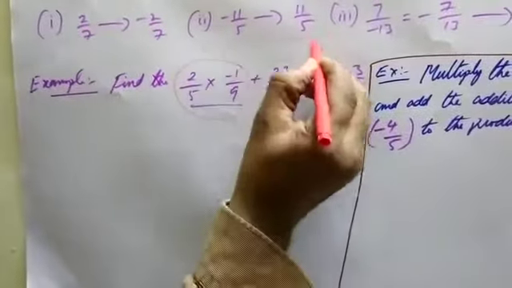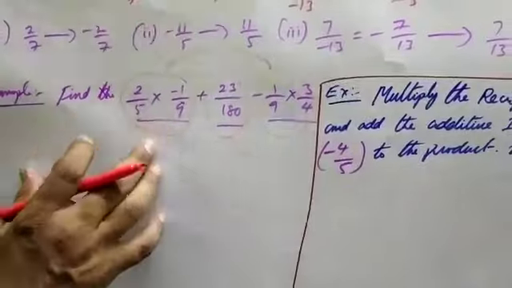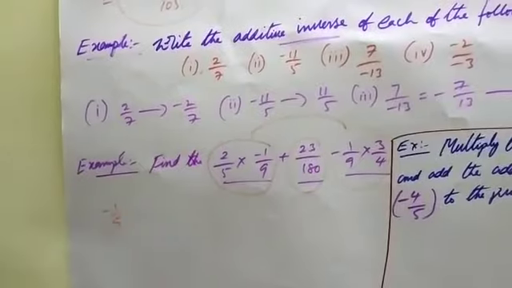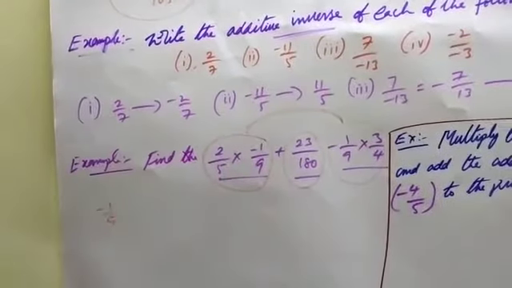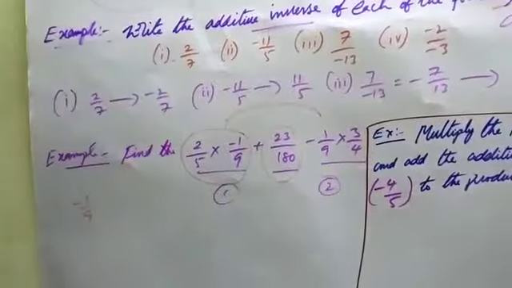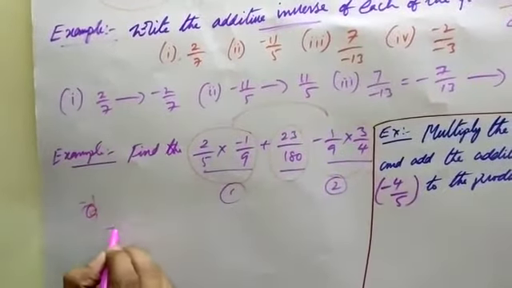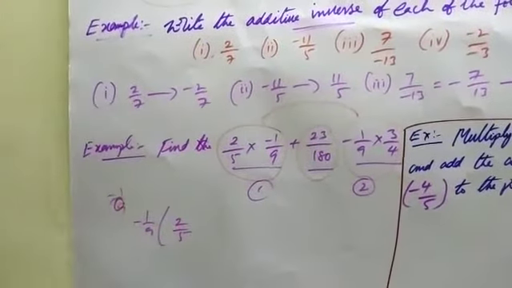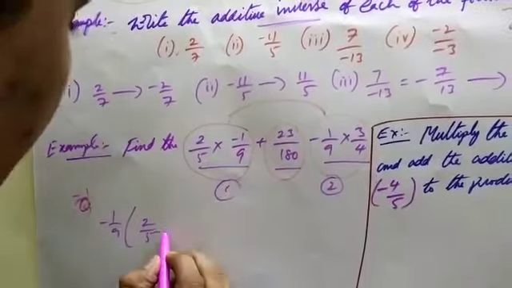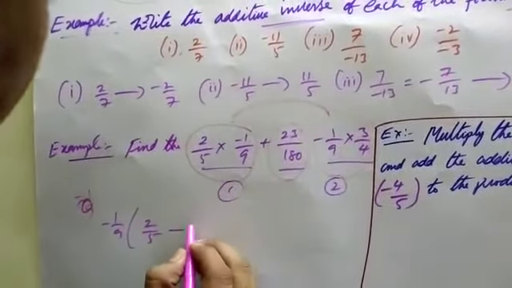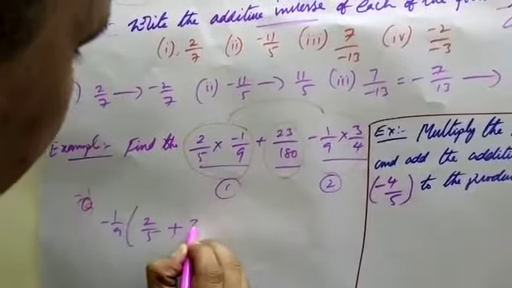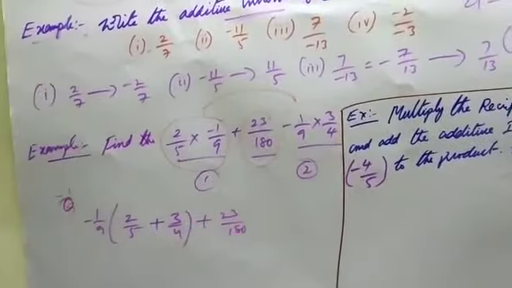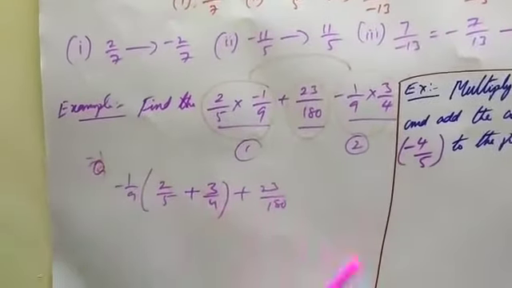From these 2 numbers, what is common? Minus 1 by 9 is common. From these 2, minus 1 by 9 is common. Taking minus 1 by 9 out, the remaining part is 2 by 5 plus 3 by 4. What is remaining? Plus 23 by 180. This is the commutative property.